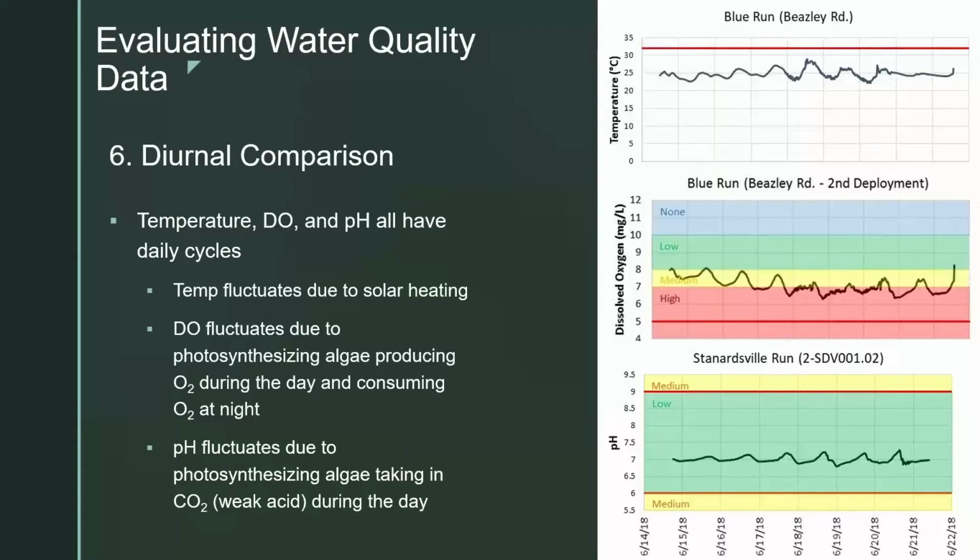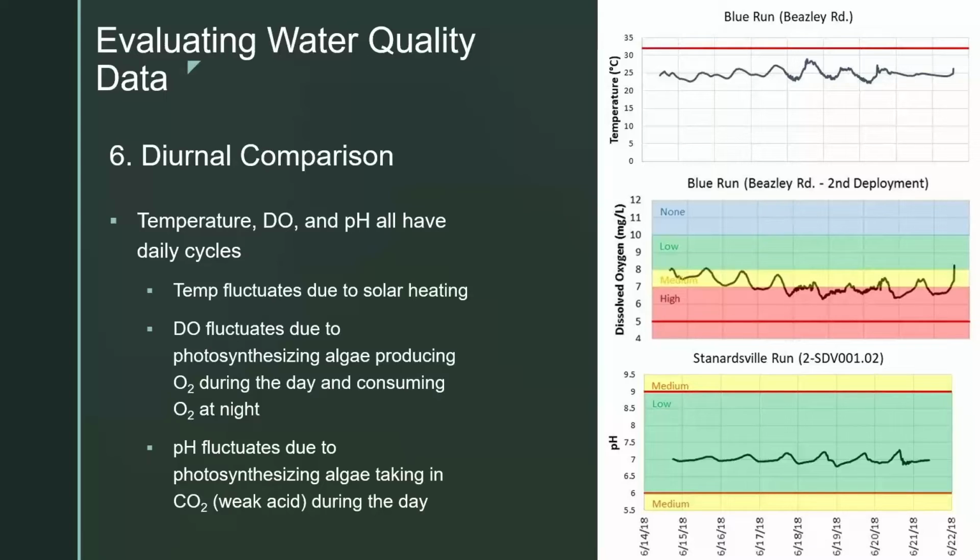For dissolved oxygen, we have natural daily cycles of dissolved oxygen going up during the daytime and going down at night. Now, that's a natural cycle. First of all, it's going to be driven slightly by temperature, but mostly it's going to be driven by photosynthesis. So whatever algae and periphyton is in the stream, that's going to be photosynthesizing during the daytime. And as it's photosynthesizing, it's going to be producing oxygen.